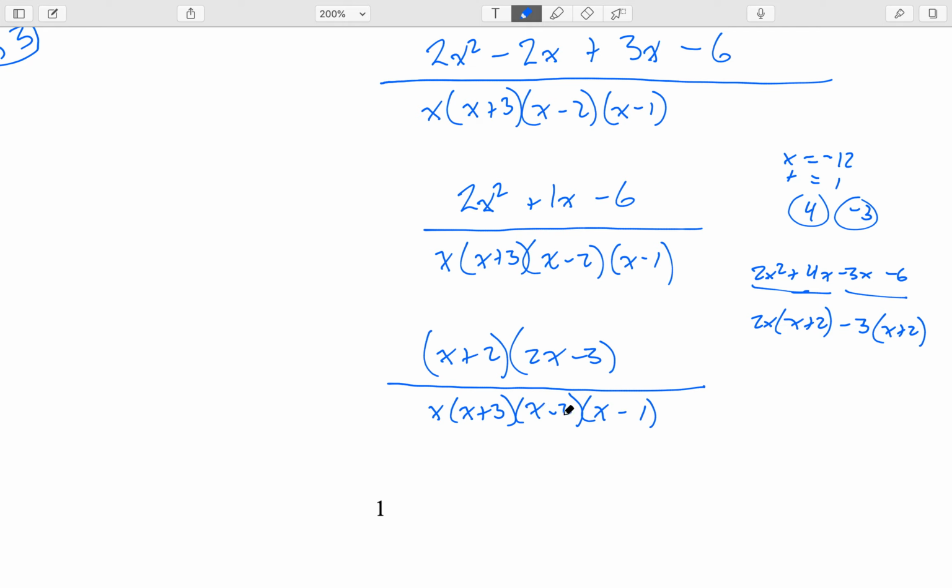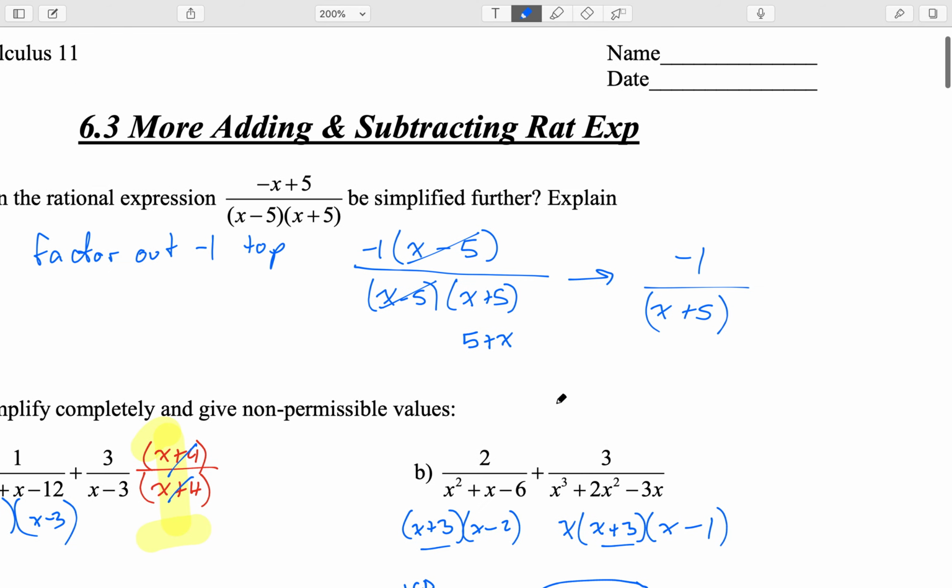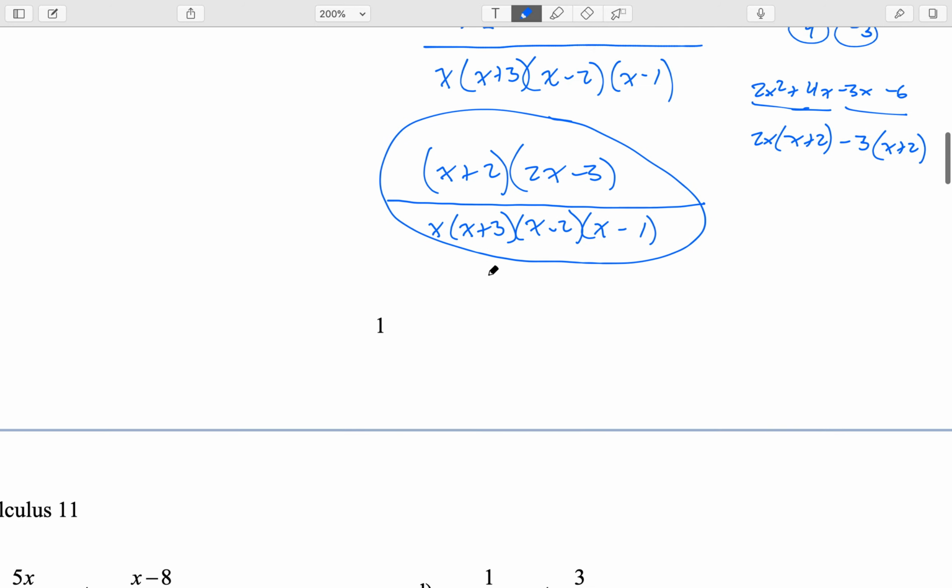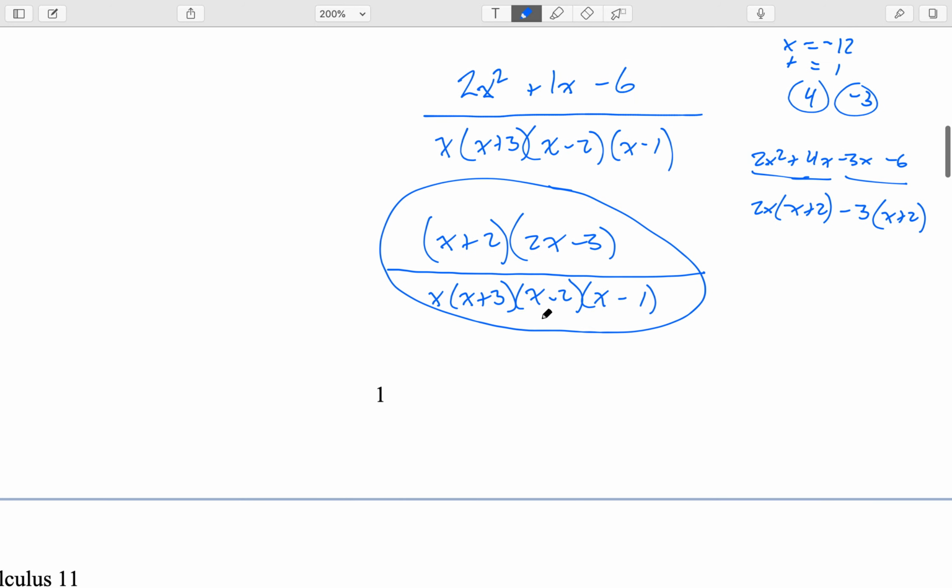It was really, really close. That's as far as you can go. Nothing's going to cancel. This is not the same. x plus 2 and x minus 2, I cannot make them the same. It's not like the case up here where I can factor out the negative 1. Remember, these are conjugates. If I factor out the negative 1 from this, I'm going to get negative x plus 2, which is not the same as this. So that won't cancel.